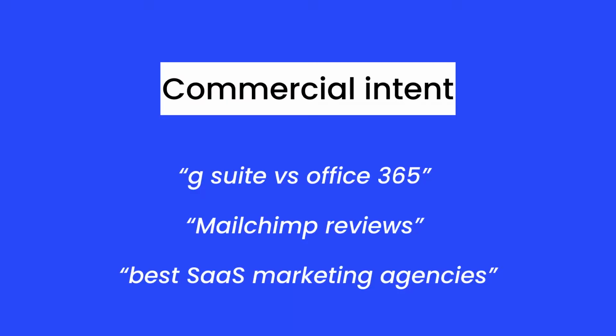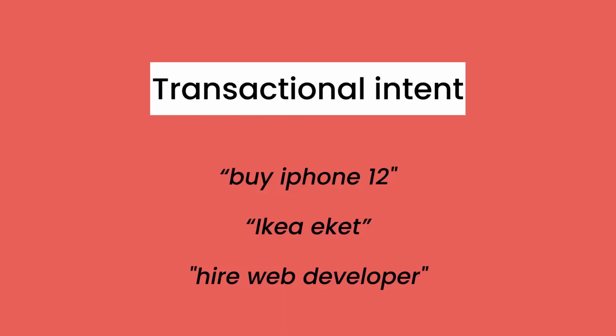Commercial intent. A reader is ready to make a purchase and they are looking for the best solution. Examples of search queries: G Suite versus Office 365, MailChimp reviews, best SaaS marketing agencies. Transactional intent. A reader wants to buy. Examples of search queries: buy iPhone 12, IKEA Eket, hire web developer.